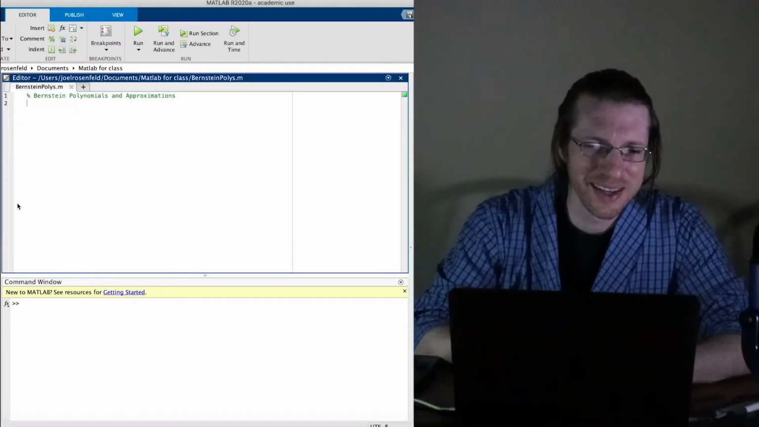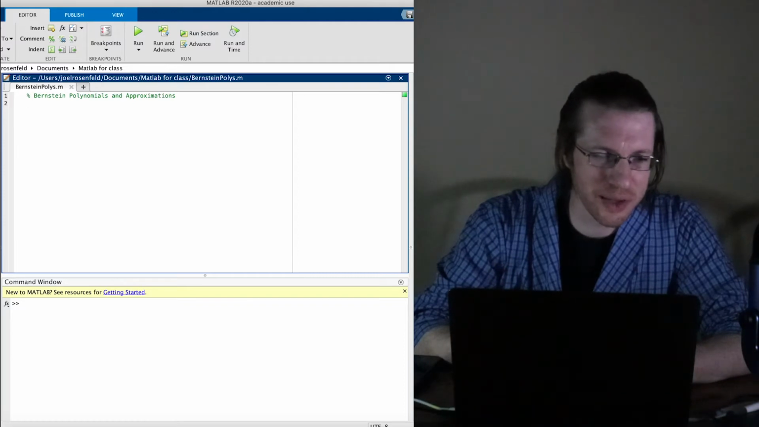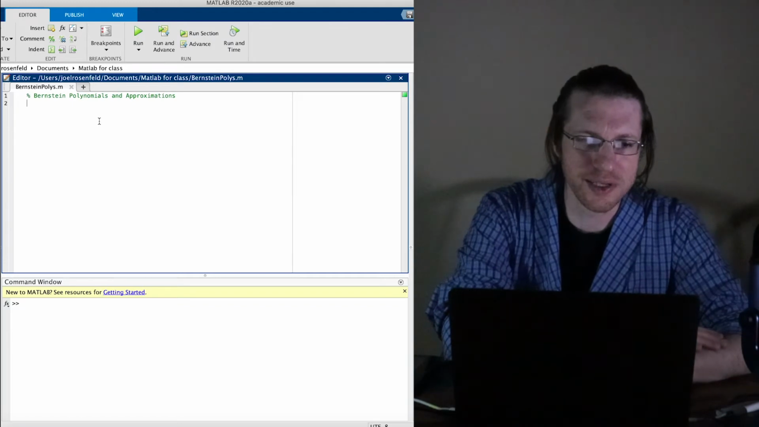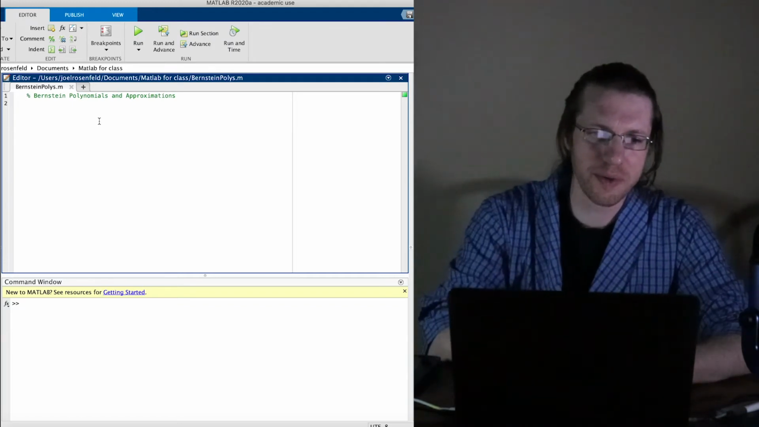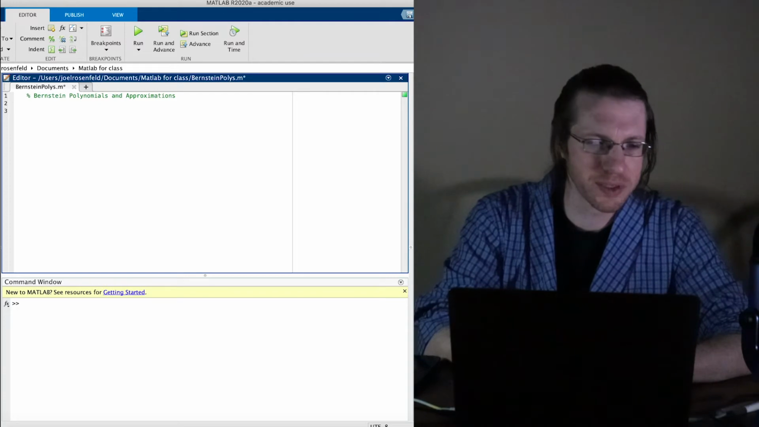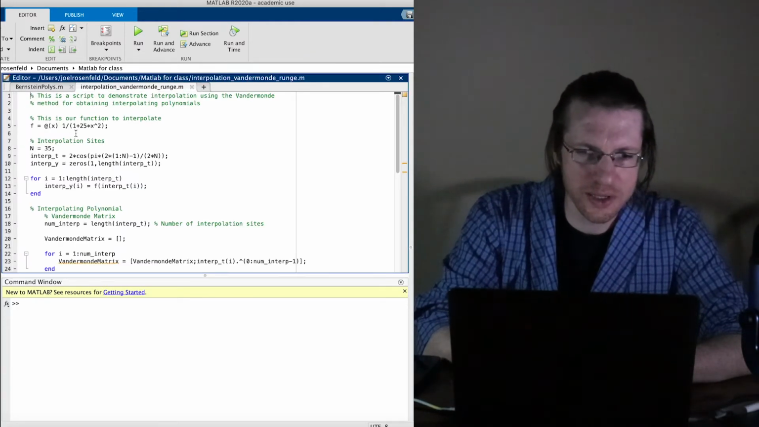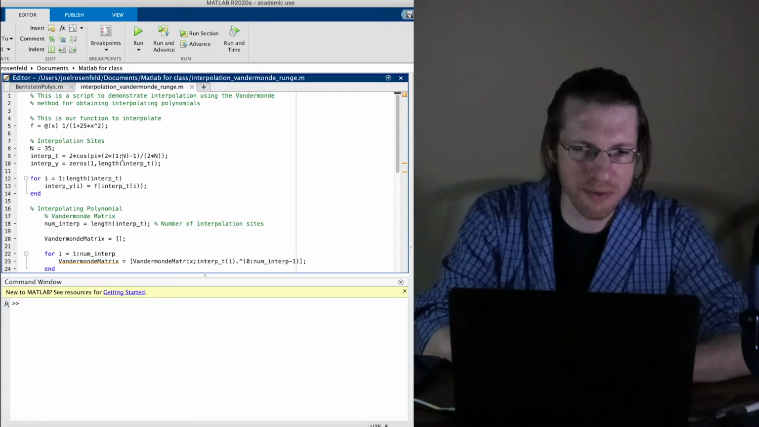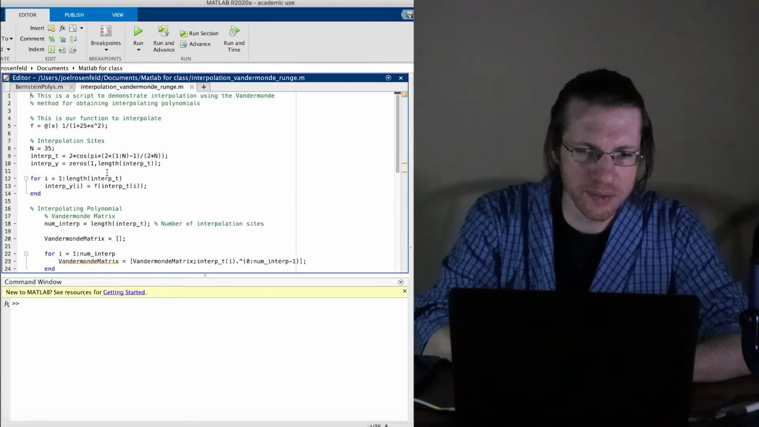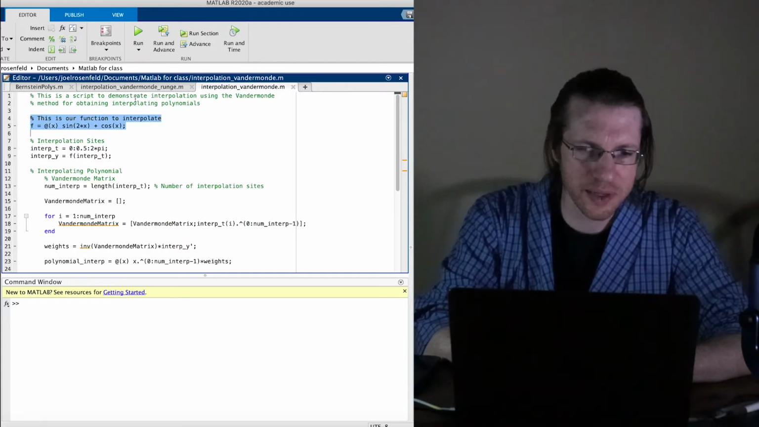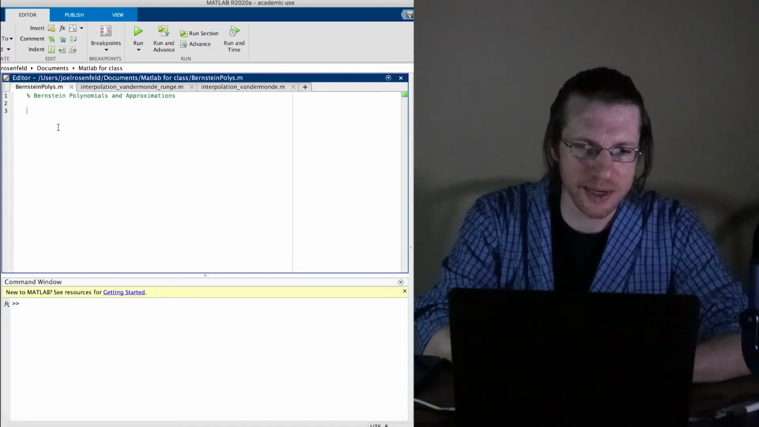Okay, so now that we're recording, let's go ahead. I have this file here. I'm calling this BernsteinPolys.m, starting out with a comment: Bernstein polynomials and approximations. I'm going to open up the Vandermonde interpolation file, and we're going to approximate the same function that we did before. Looks like I still have this guy in there. All right, there we go. I like this one, so let's keep doing that function.